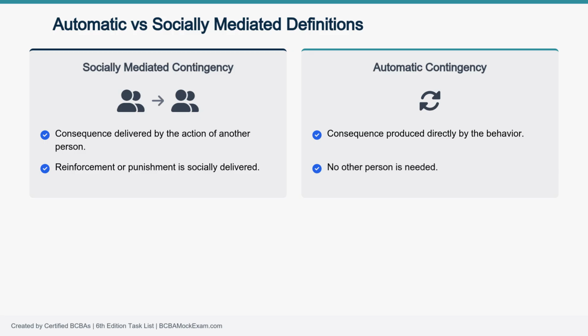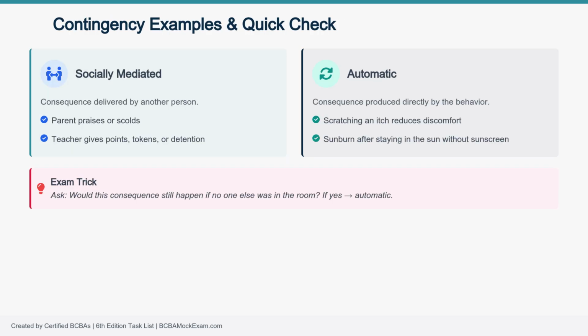An automatic contingency is one in which the behavior produces its own consequence. The sensory feedback, the reduction in pain, the visual or tactile stimulation, and no one else has to intervene. Notice that both reinforcement and punishment can be automatic or socially mediated. Automatic does not mean sensory only, and socially mediated does not mean reinforcement only. On the exam, the cleanest way to decide is to identify whether a person had to behave in order for the consequence to occur. This slide gives you a mental checklist using concrete examples.